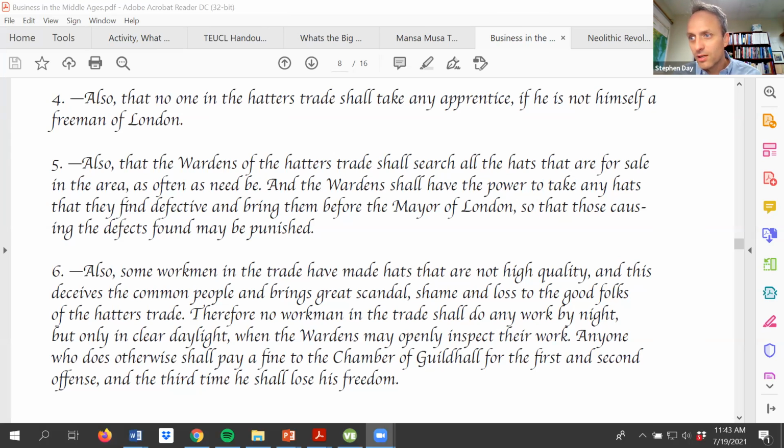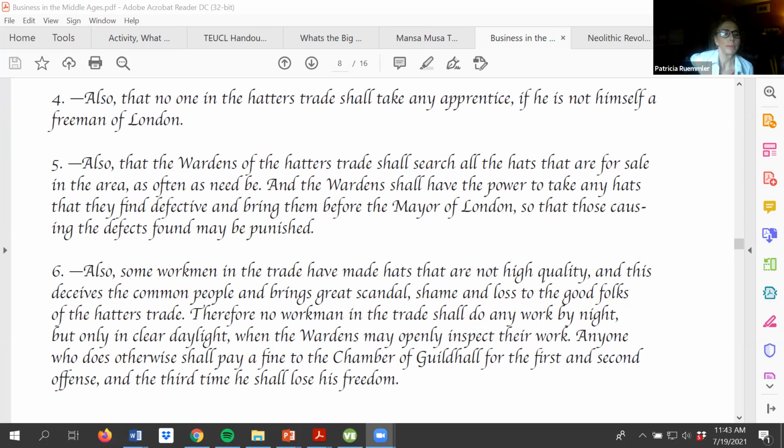Lost him. Also, that the hatter's trade shall search all the hats that are for sale in the area as often as need be, and the warden shall have the power to take any hats that they find defective and bring them before the mayor of London so that those causing the defects found may be punished.